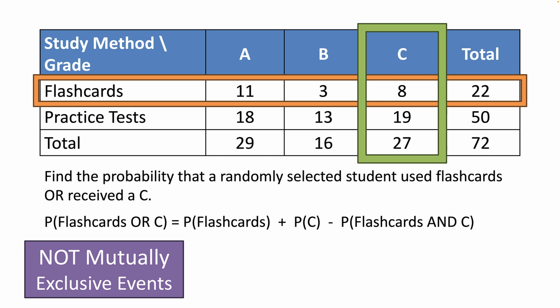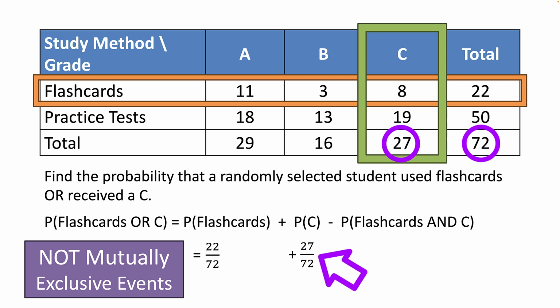Let's find the probability that the student uses flashcards. From the table, we see that there were 22 students who used flashcards out of 72 students total. So the probability a student uses flashcards is 22 out of 72. Now let's find the probability that the student received a C test grade. Looking at the table, there are 27 students who earned a C out of 72 students total. So the probability that a student earned a C is 27 out of 72.